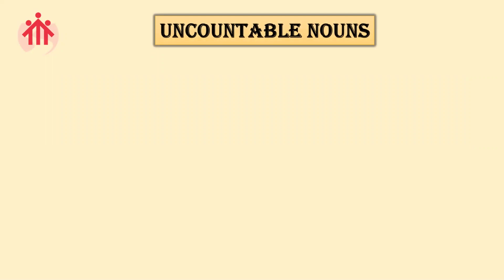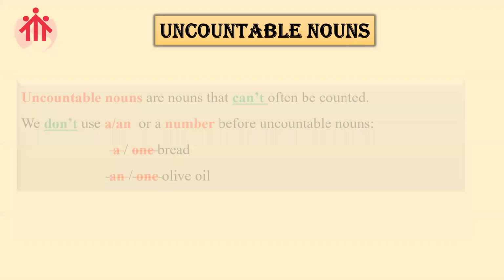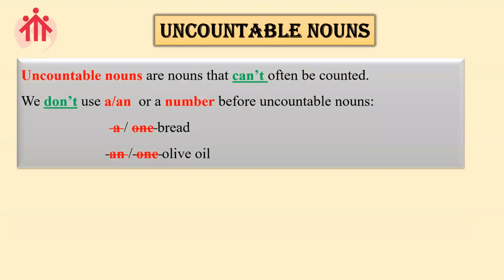Uncountable nouns now. Uncountable nouns can be food and drinks, like meat, pasta, juice, tea. Abstract nouns like happiness, love, bravery, tolerance. Other categories like clothes, money, furniture. Uncountable nouns are nouns that cannot often be counted. We don't use a, an, or a number before uncountable nouns.